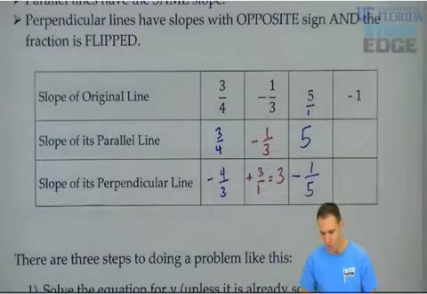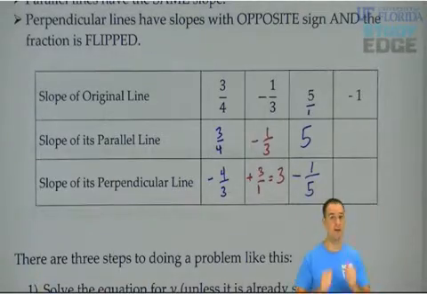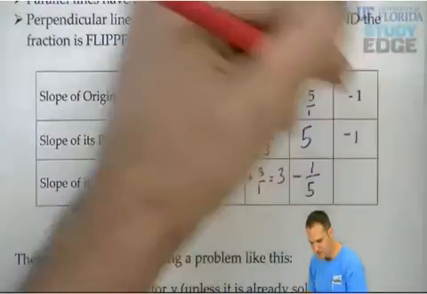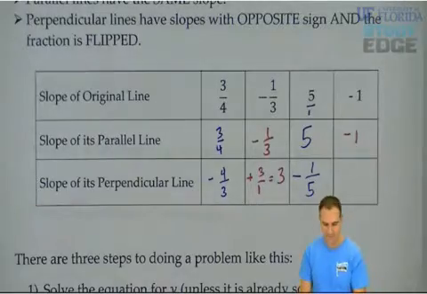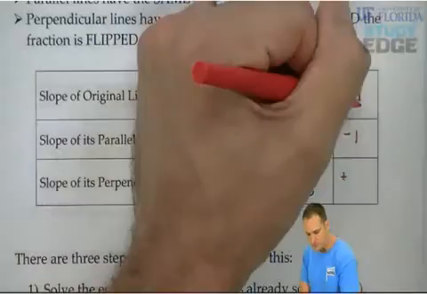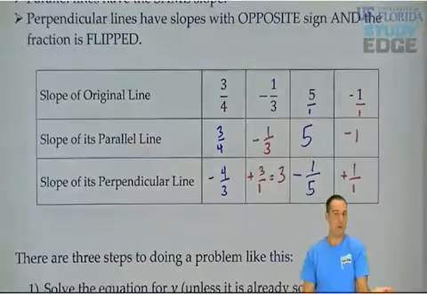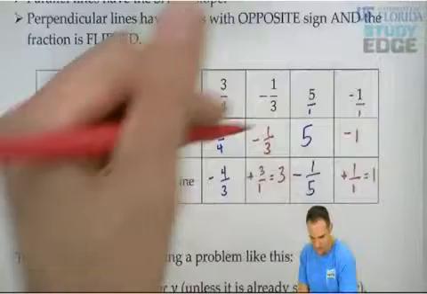One more. The slope of the original line is negative 1. The parallel line will have a slope of negative 1 because it's the same. But the perpendicular line, you'll change the sign, make it positive. And remember, this is negative 1/1, so when you flip it, you still get 1/1, which is just the slope of 1.